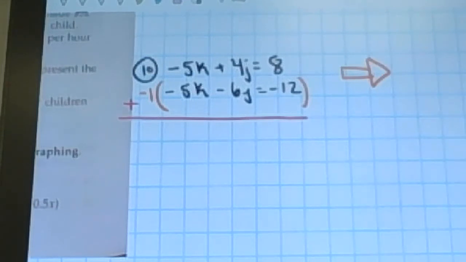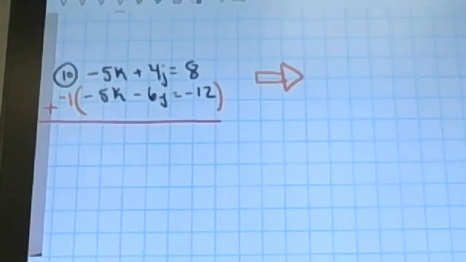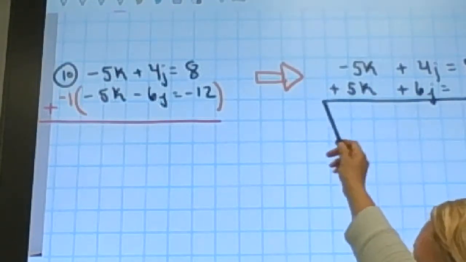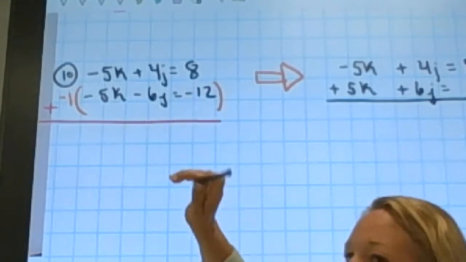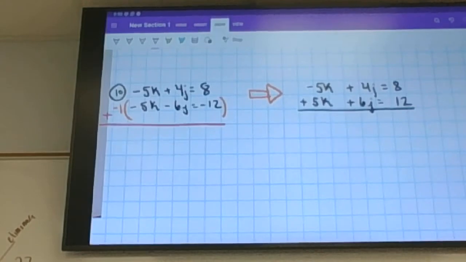Sometimes you have to change the signs to make opposites in the problem. So that'll change our work. The top stays the same. The bottom will become positive 5k, positive 6j, positive 12. So when you multiply or divide by that negative 1, it changes every single sign. If they were all positive, it would make them all negative. Since they're all negative, it makes them all positive.